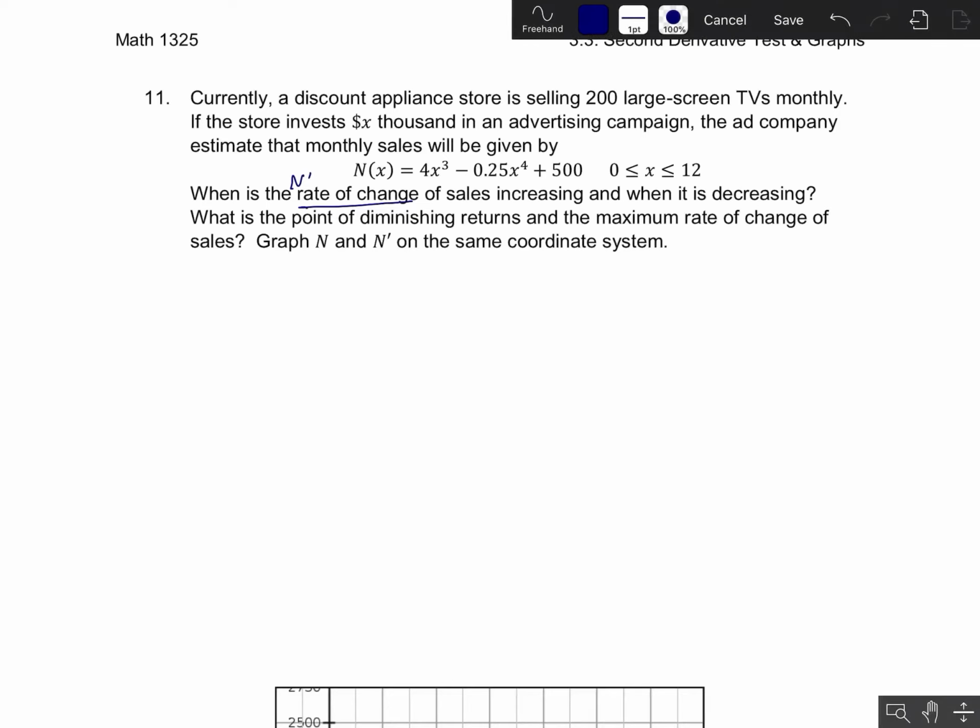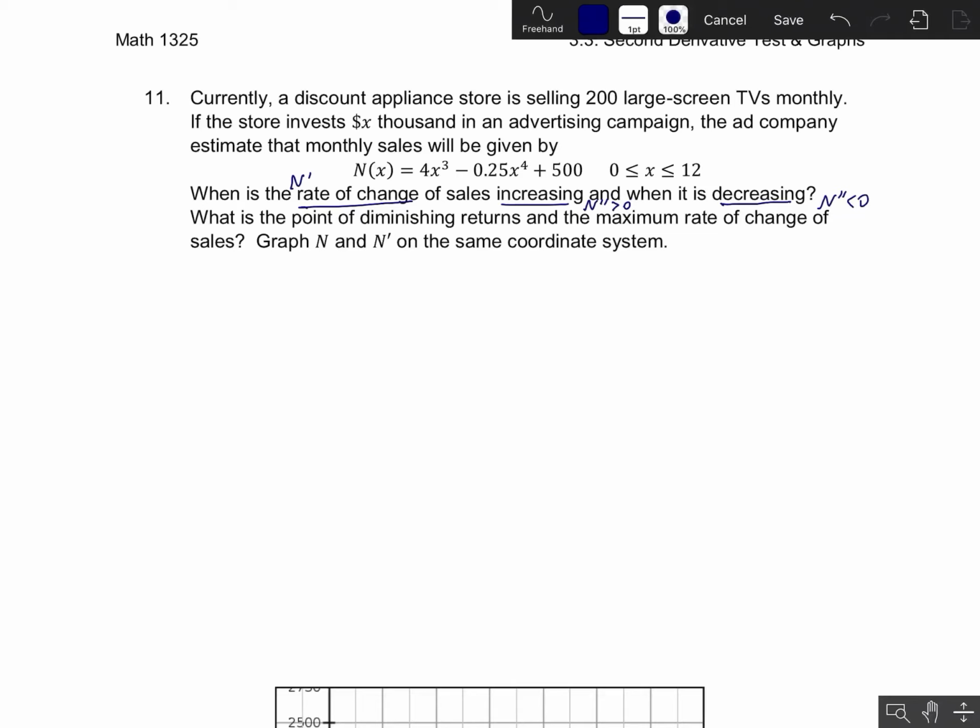So we want to know when N prime is increasing or decreasing. N prime would be increasing when its derivative is positive. So n prime is increasing whenever n double prime is positive, and n prime will be decreasing whenever its derivative is negative. So we're looking for when is n double prime positive and when is n double prime negative. And then the next question is, what is the point of diminishing returns, and what is the maximum rate of change of sales? And then we'll graph n and n prime on the same coordinate system.